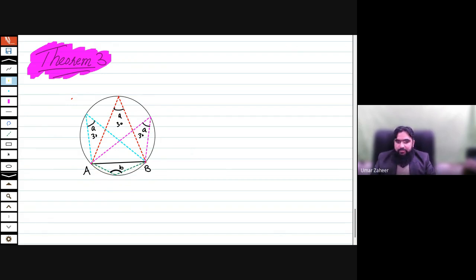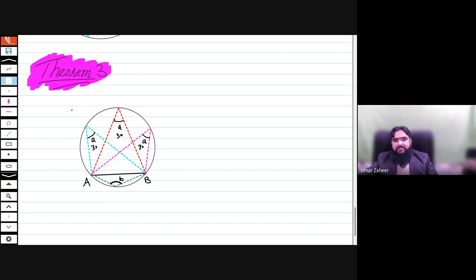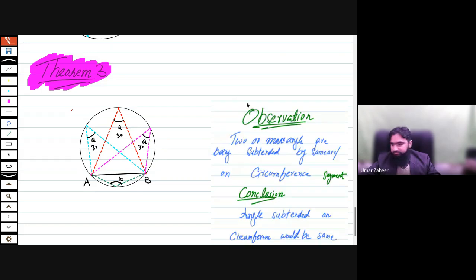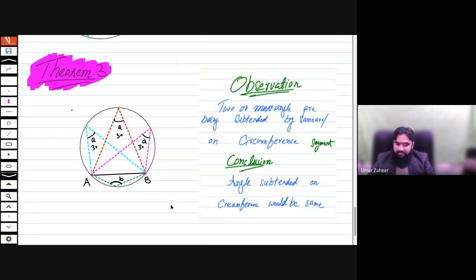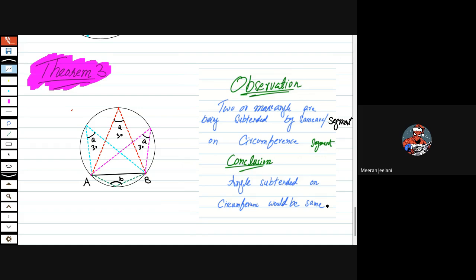Okay, so let's see how to take the observations and conclusions. The observation is that two or more angles are being subtended by the same arc or the same segment on the circumference. Then the conclusion is that the angles subtended on the circumference would be the same. Yes, everyone, any question up to here? No, sir.